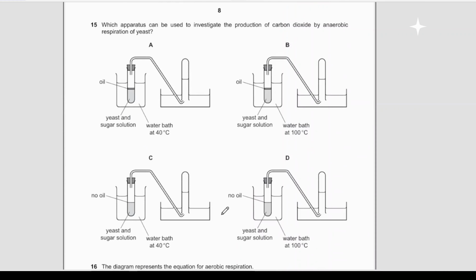Next one. Which apparatus can be used to investigate the production of carbon dioxide by anaerobic respiration of yeast? This is purely related to your chemistry as well, but all the apparatus are the same. So what could be the best answer for this one? What should be the temperature?